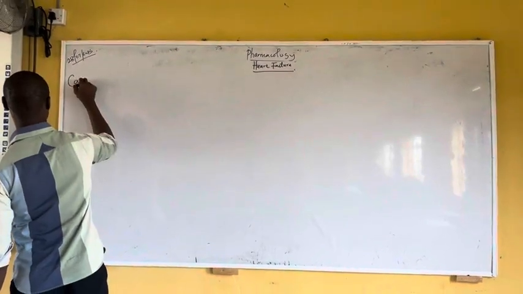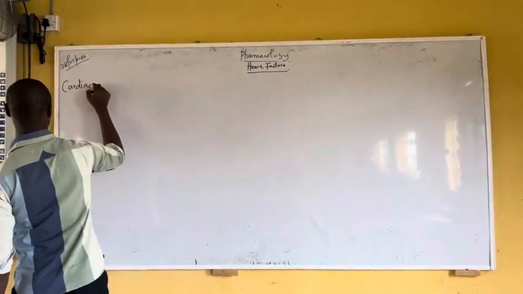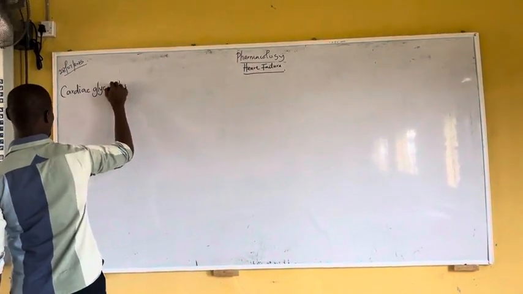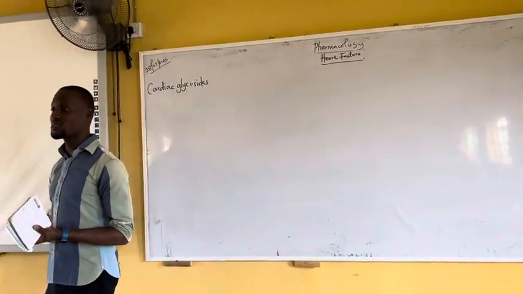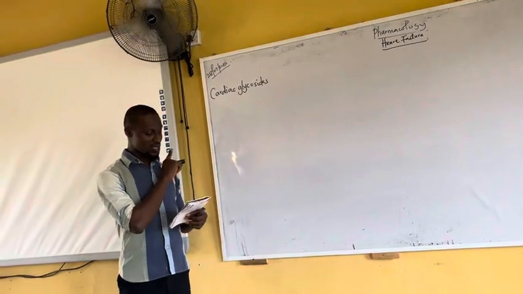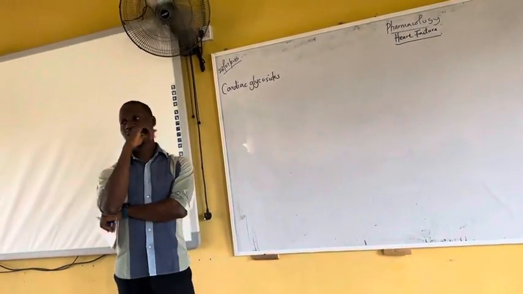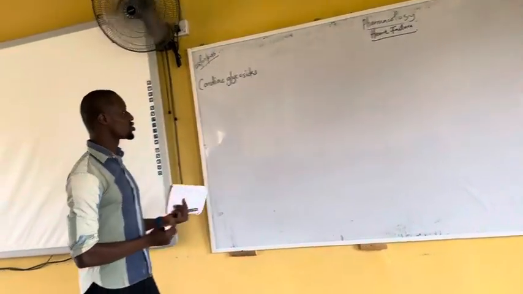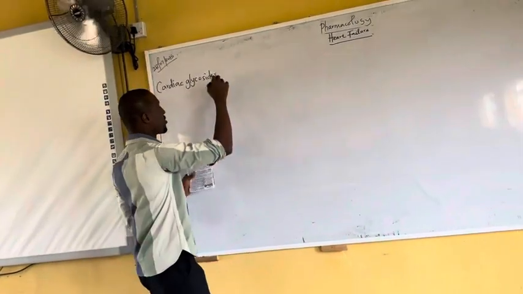Began by talking about cardiac glycosides. So these are the major drugs that are used in the treatment of heart failure. Cardiac glycosides are also used to correct atrial fibrillation.